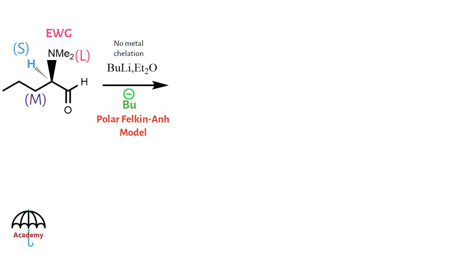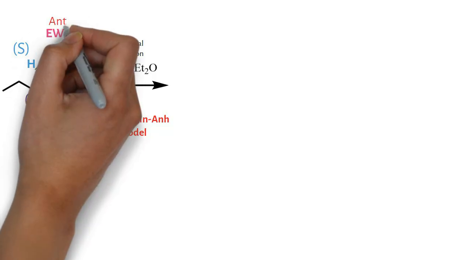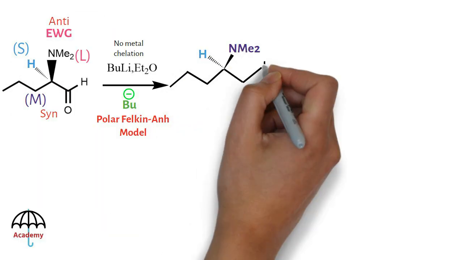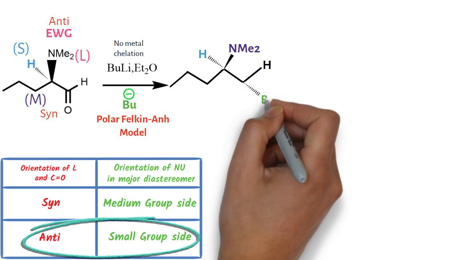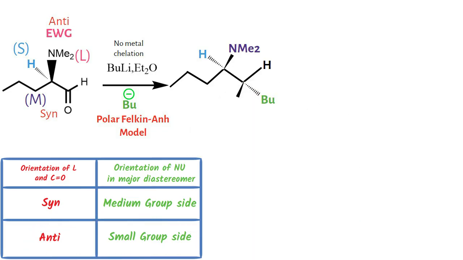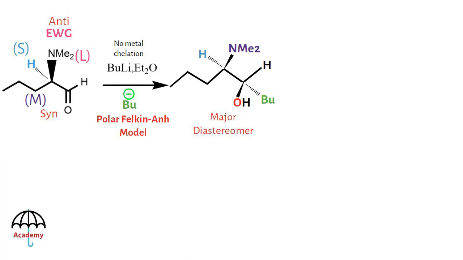The medium group is syn to carbonyl, therefore EWG is anti to carbonyl. Thus as per our trick, nucleophile will be on small group side, that is on dashes. So that hydroxyl is pushed on wedges. This will be major diastereomer.